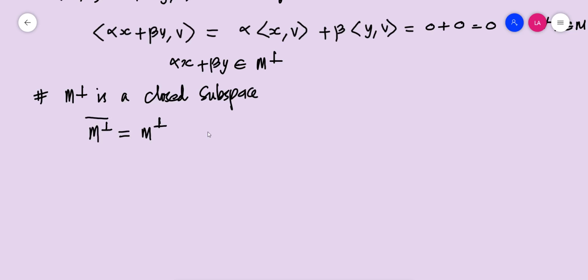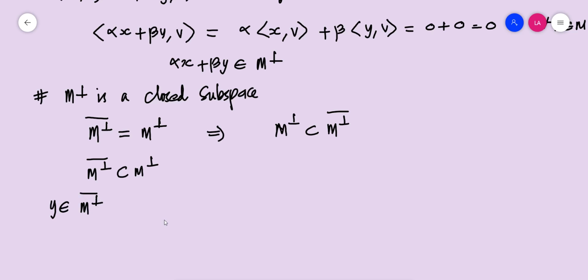Now we already know that for any space, M perpendicular is a subset of the closure of M perpendicular. Now the only thing which remains to prove is that the closure of M perpendicular is a subset of M perpendicular. For that, consider an element y of the closure of M perpendicular.